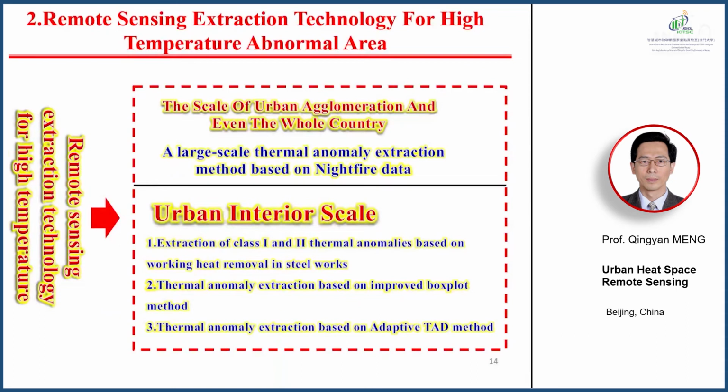First, we should go from a large area, for example China or some urban agglomeration, from the large scale to the middle scale, then to the final scale. I first introduce the scale of the urban agglomeration, even the whole China, which is a large-scale thermal anomaly extraction method using VIIRS and so on. And then we will introduce the urban interior scale and some methods.